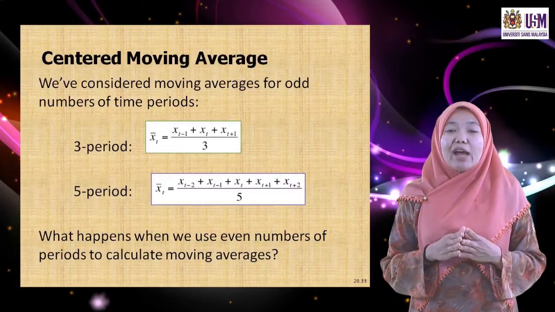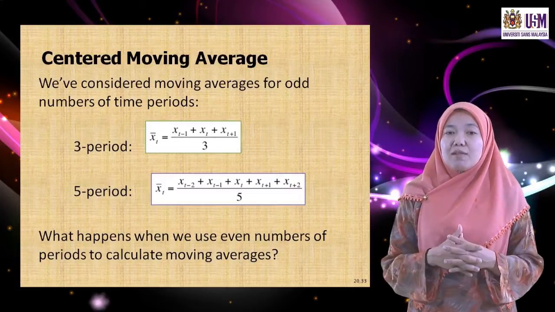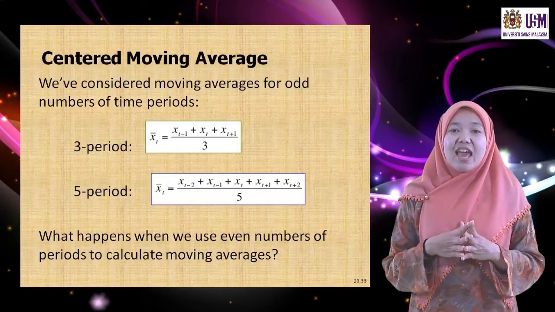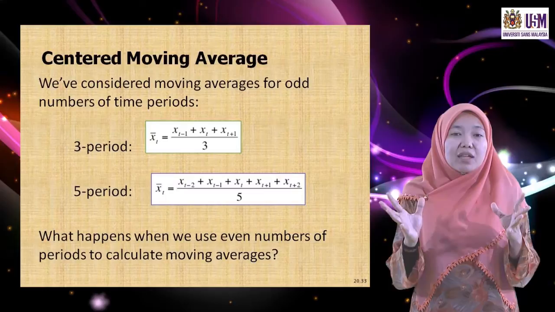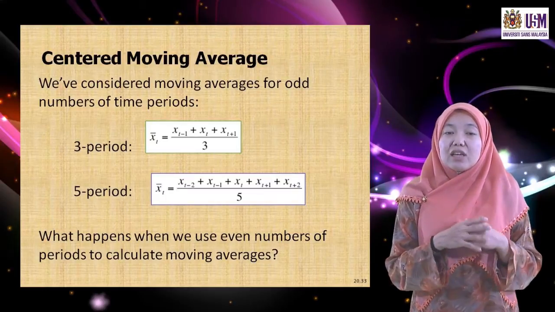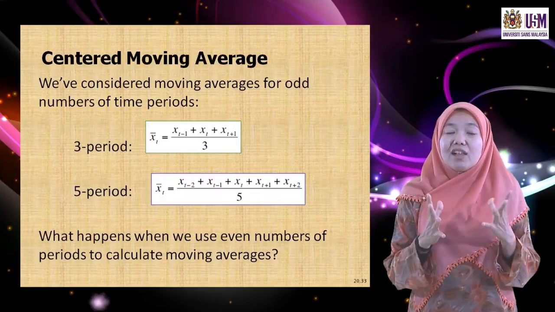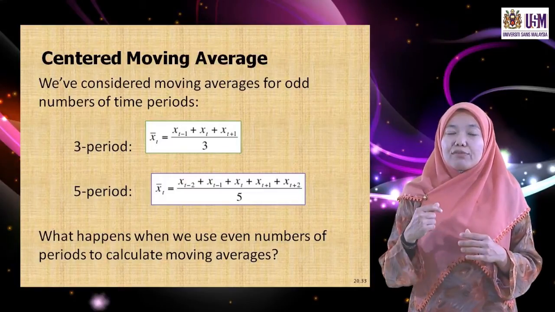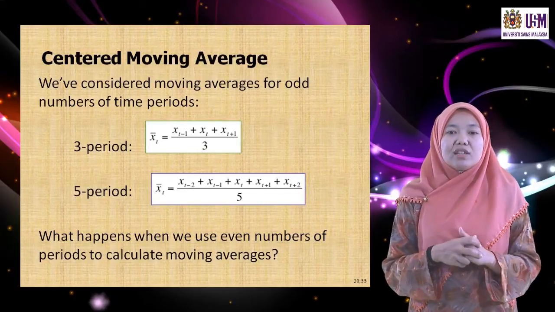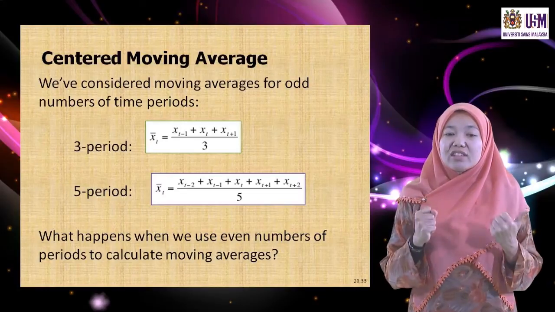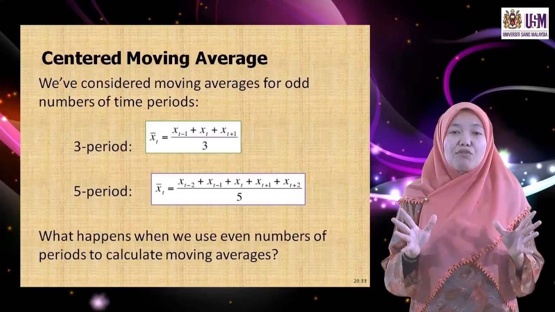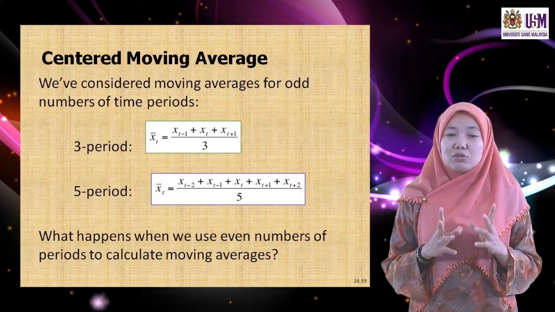But what if you have an even number of time periods? In that case, you need to consider the centered moving average. We are still talking about the same method, moving average. Now you need to center it. You need to put it in the middle if they do not fall in the middle. So we have considered the moving averages for an odd number of time periods, the one that I showed earlier. Now we need to consider what happens when you use an even number of periods to calculate moving averages. So let's do that next.